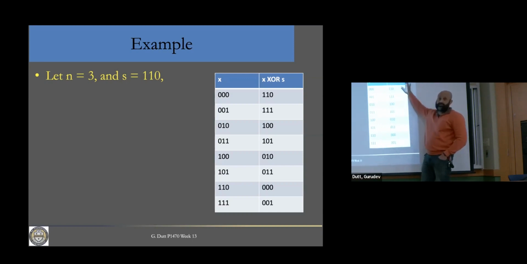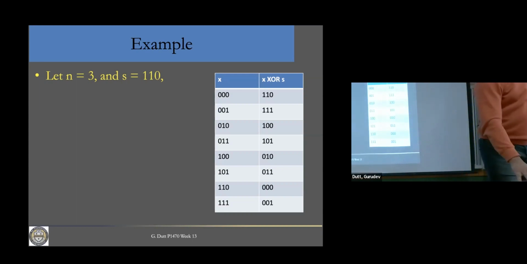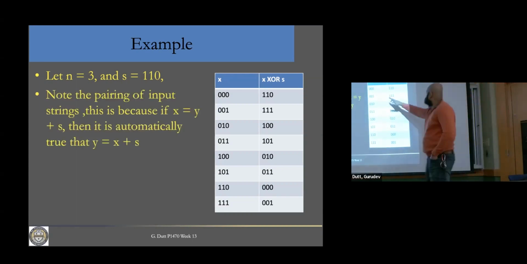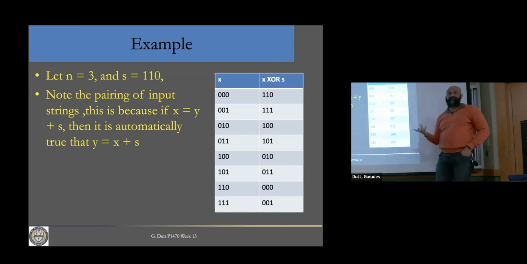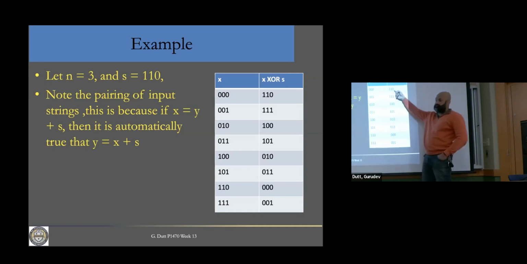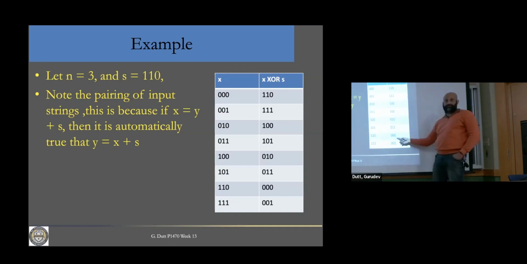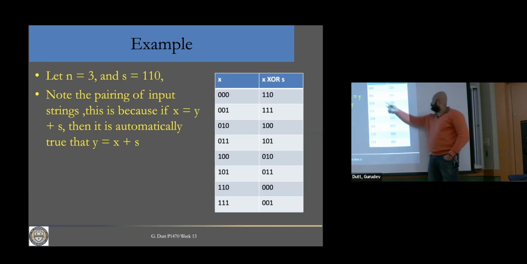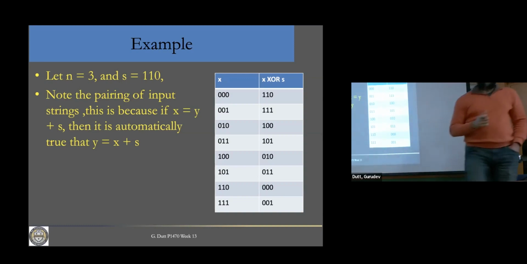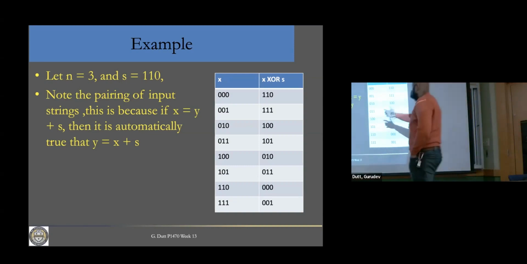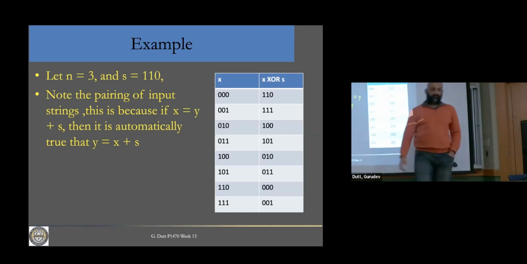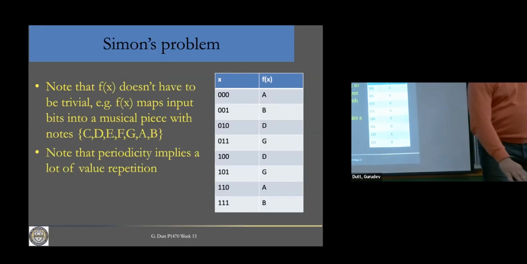So this is now just XOR with s, and you'll notice that there are pairings of the input strings. The number of inputs is exactly divided in half. Basically, there are pairs here. So for example, 000 is paired up with 110, and you can see 110 is paired with 000. So you can think of 000 and 110 as a pair. Same with 001 and 111, etc. So these are pairs of inputs. And as I said, if x equals y XOR s, then y has to be equal to x XOR s. It's already guaranteed.